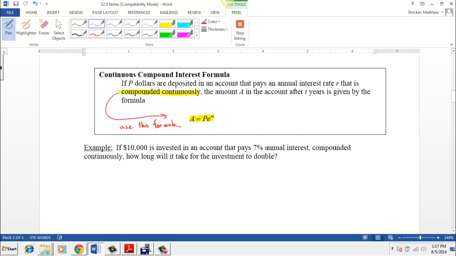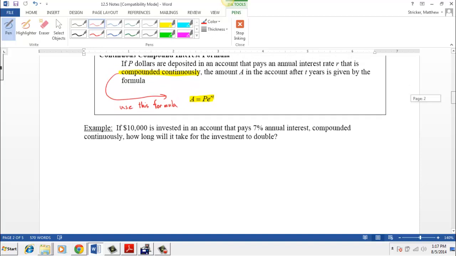And the words, all the letters still really represent the same stuff. P is still the principal, just like the last two problems. A is the future amount, R is some rate, and T is some time. Let's see how this works.